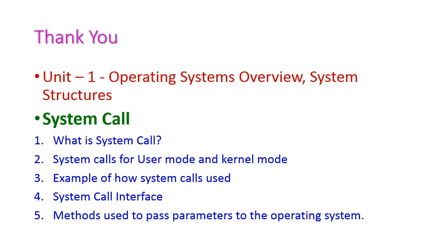Up to this we have covered system calls from the first unit, operating systems. Under this topic we have seen what a system call is, system calls for user mode and kernel mode, an example of how system calls are used by the operating system, and system call interfaces. After that we have seen the three methods used to pass parameters to the operating system, and in the next class we will see the types of system call. Thank you.